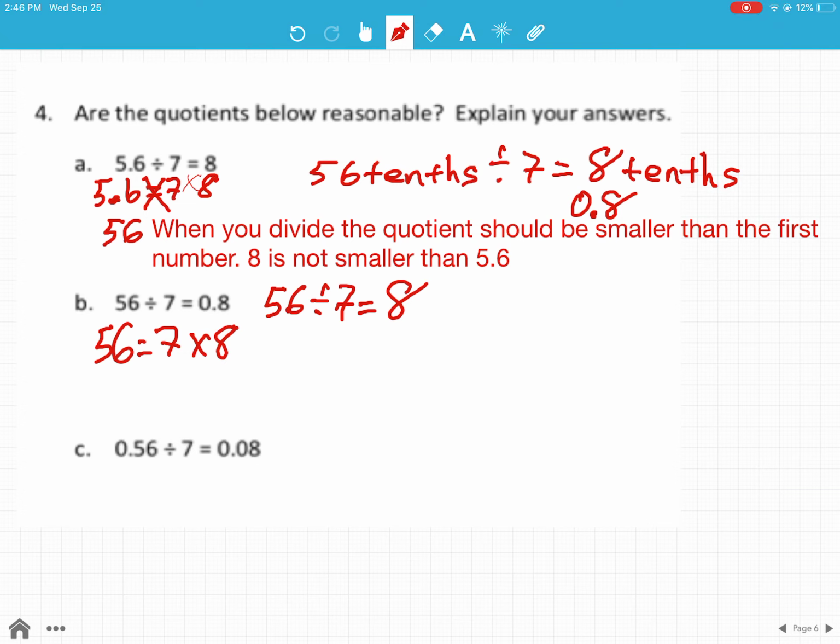All right, so now we go to this next one. Now, if you look at this, hopefully you see that the 6 is in the hundreds place. The 8 is in the hundreds place. So this sounds reasonable because we do have something that is smaller in our quotient, which is our answer over here for division. And we have it with the last place value that we have in the first number. Okay? So even if you did something to the effect of 56 hundredths divided by 7 is equal to 8 hundredths, which is 0.08. So this is reasonable.